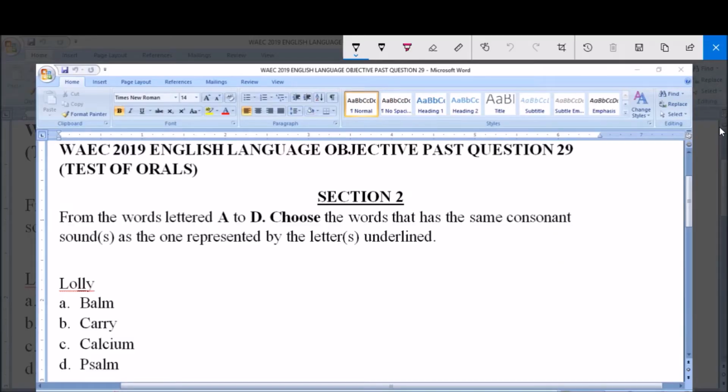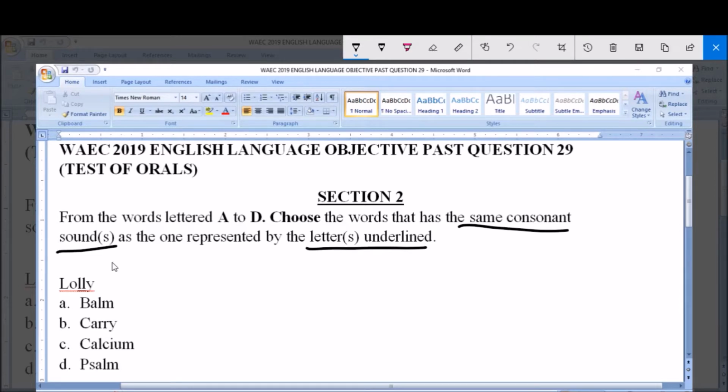In WAEC 2019 English Language Objective Past Question 29 under Test of Orals Section 2. Now the instruction is: from the words lettered A to D, choose the words that has the same consonant sound or sounds as the one represented by the letter or letters underlined.